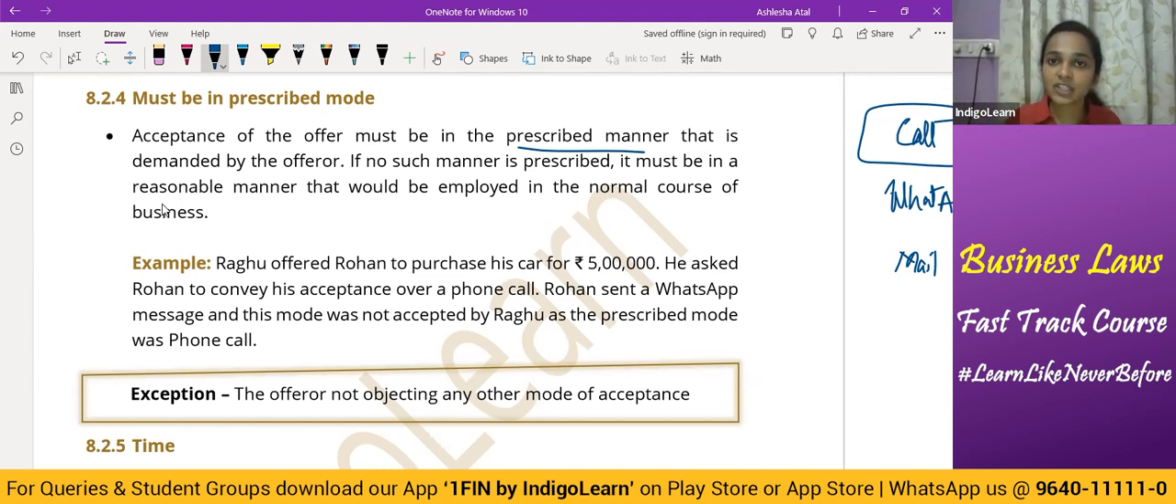And if nothing has been mentioned, then in a normal course, however the acceptance is communicated, that is fine. If I do not mention anything about how the acceptance has to be communicated, then it has to be a normal acceptance. If the acceptance requires mail, mail it. If a message is fine, message would also be a proper mode of communication if nothing is mentioned. But however, if something has been specifically mentioned, then the acceptance has to be in that prescribed mode only.